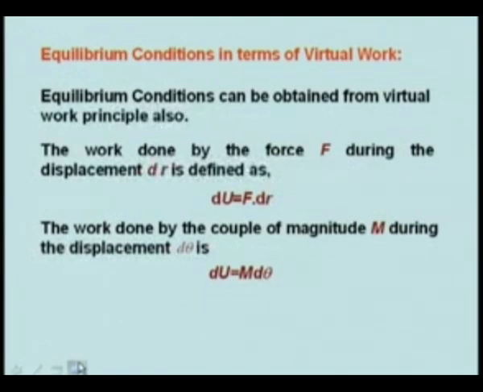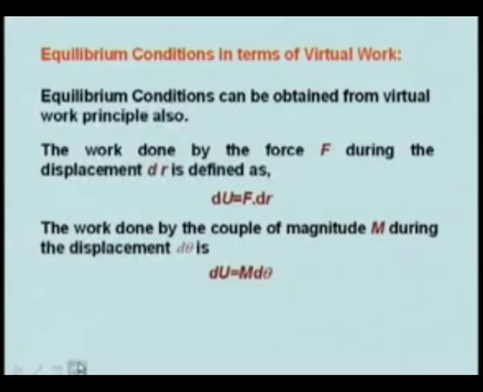Apart from the equilibrium conditions we have discussed, we very briefly discussed another method, the concept of virtual work. Equilibrium conditions can be obtained from the virtual work principle also. The work done by a force F during the displacement dr is defined as dU equals F times dr. The work done by a couple of magnitude M during the displacement d theta is dU equals M d theta.